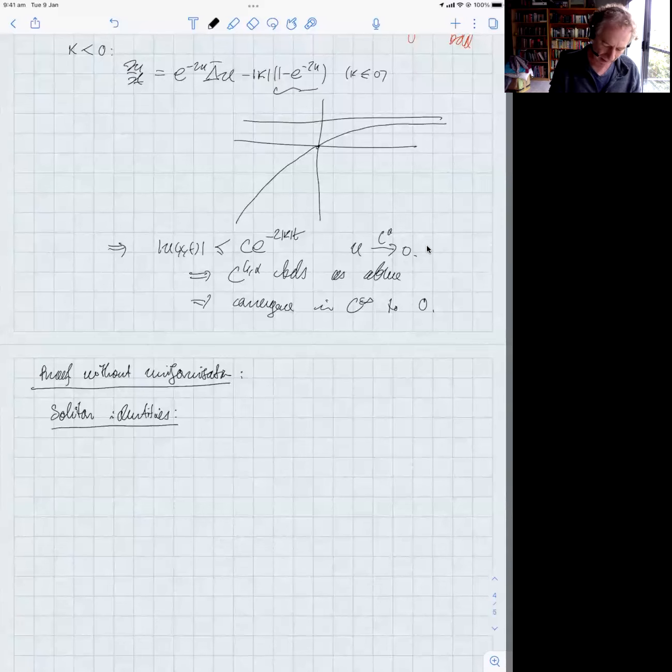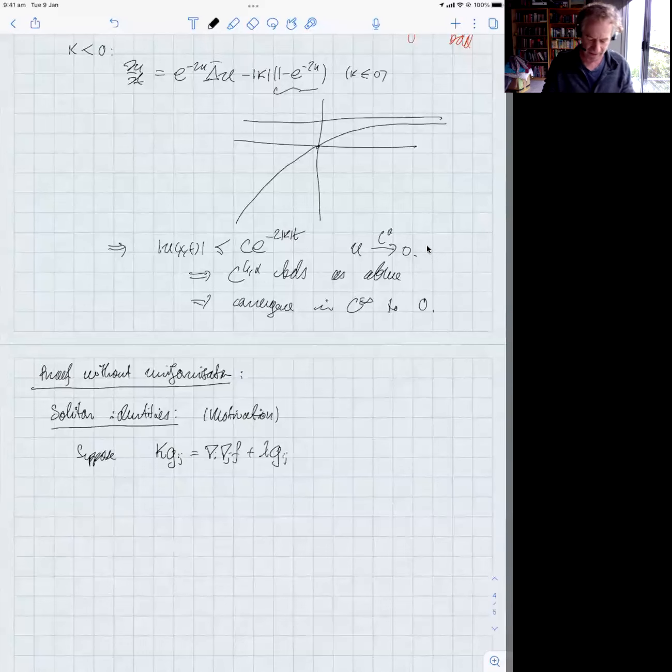Okay, so as a motivation here, I'm going to quickly run through what those identities are. Let's suppose we have a soliton of the Ricci flow in 2 dimensions. That means that K g_ij is gradient i, gradient j of f, plus maybe some lambda times g_ij. So these are gradient solitons, right?